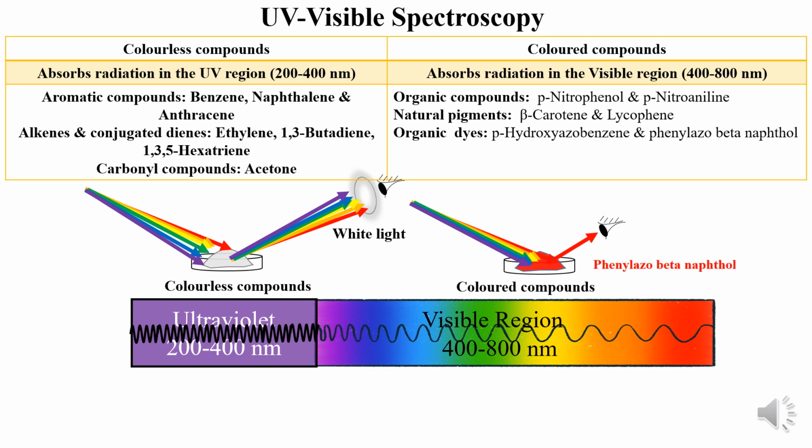Now, for example, phenylazo-beta-naphthol is an orange red dye, and the characteristic red color of this compound is an outcome of the fact that all the wavelengths of radiation are absorbed by the colored compound except for the red color of specific wavelength that is reflected back, seen by the observer as a red color. And this is why certain compounds are colorless, while certain compounds are colored.